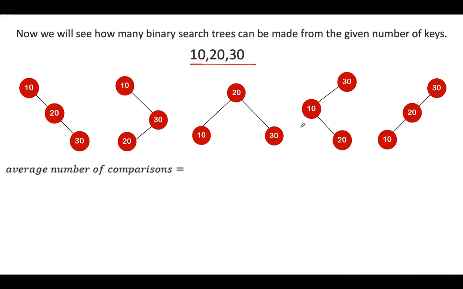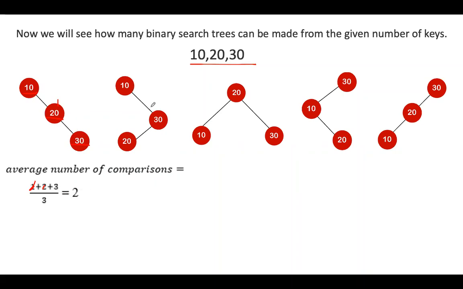Then I check the average number of comparisons each tree will take. For the first tree it will be 1 plus 2 plus 3. If you are searching for 10 here, how many comparisons will it take? Just one comparison. If you are searching for 10, immediately it will say successful, only one comparison. If you are searching for 20 in this tree, first it will compare with 10 and then with 20, so two comparisons. If you are searching for 30 in this tree, it will take three comparisons. So the average number of comparisons in the first tree is 2.